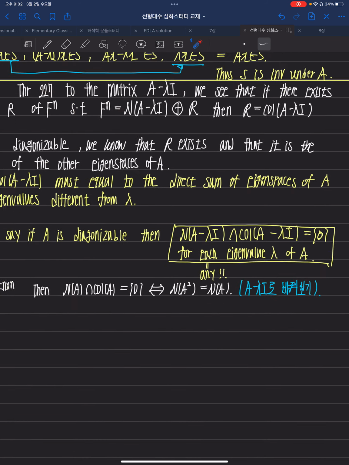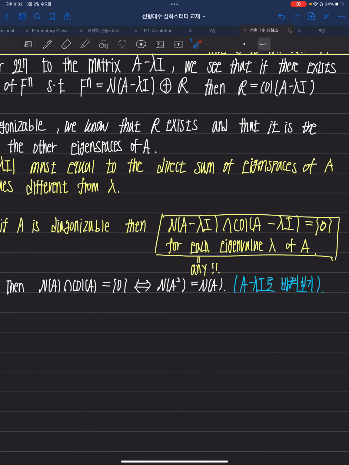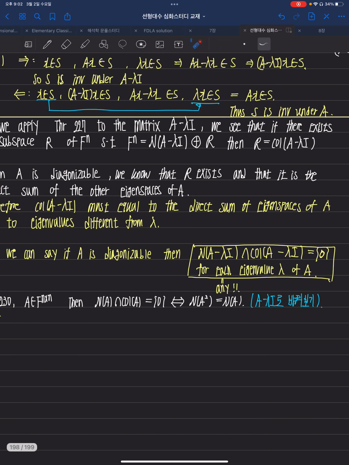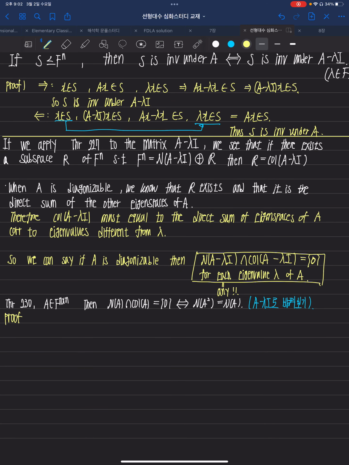Please change the A to A minus lambda I, and see that. Okay. Let me write.